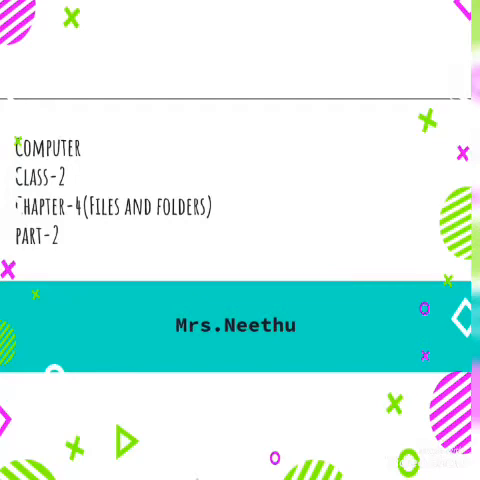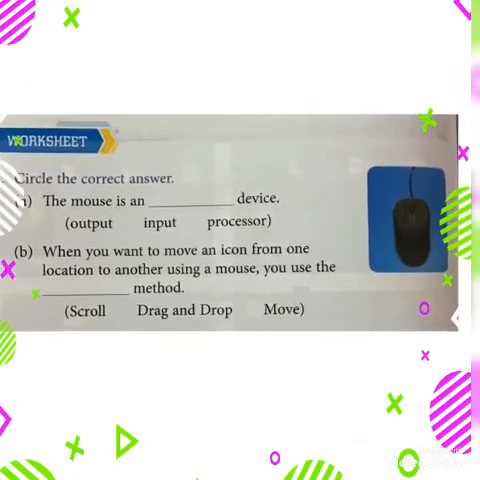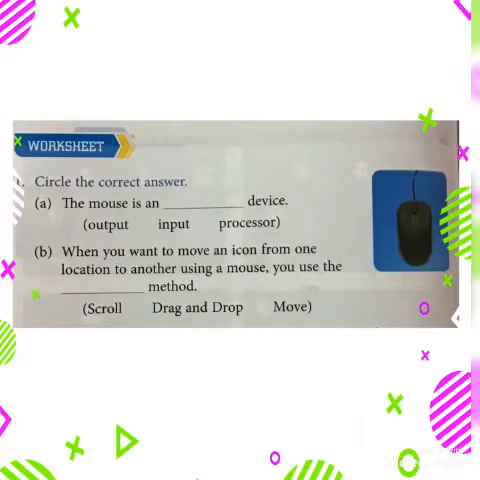Okay children, let's see our exercise questions one by one. Your exercise question is on page number 54. If this picture is not visible, you can check your textbook page number 54. First question, circle the correct answer. In this they have given you two questions. We are going to see them one by one.